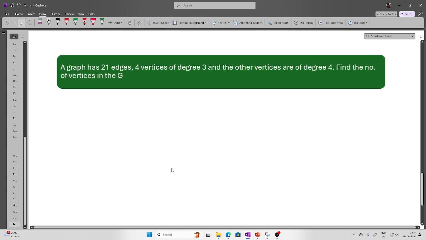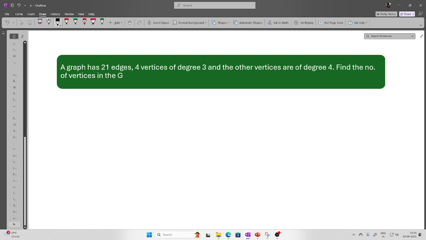Let us take this problem. This says that we have a graph with 21 edges. 4 vertices of degree 3. So there are 4 vertices whose degree is 3. And the remaining vertices are of degree 4.